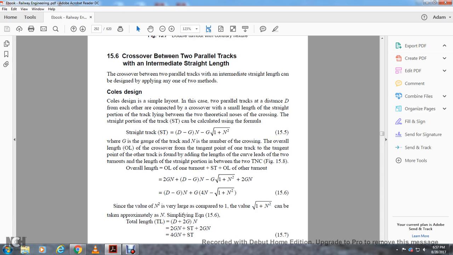Since the value n squared, where n is the number of the crossing, is variable compared to the value of the square root of 1 plus n squared, it can be taken approximately as n. Simplifying, the total length TL is equal to d plus 2gn plus ST plus 2gn, or 4gn plus ST.